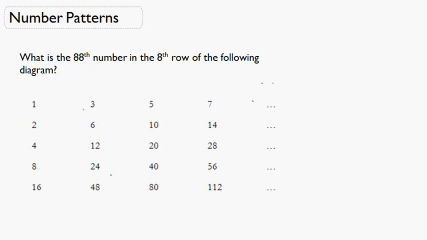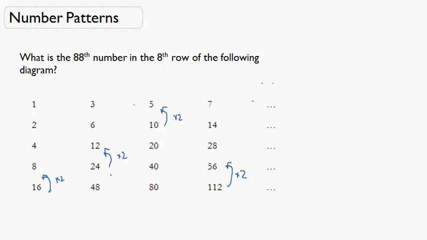Well, first thing you might notice is that every number is twice the value of the number immediately above it. So for example, 16 is twice 8, and 24 is twice 12, and 10 is twice 5, and 112 is twice 56. So this is a pattern that's consistent throughout the grid. Alright, so we know how the numbers relate top down.